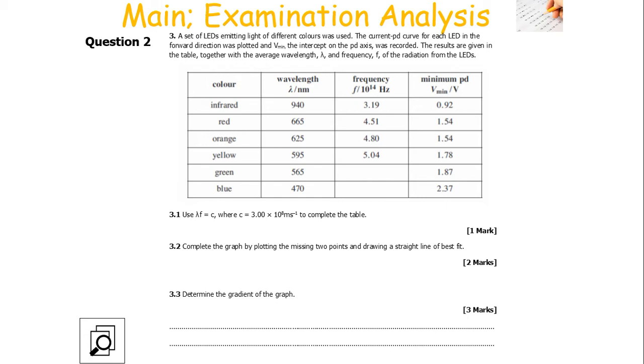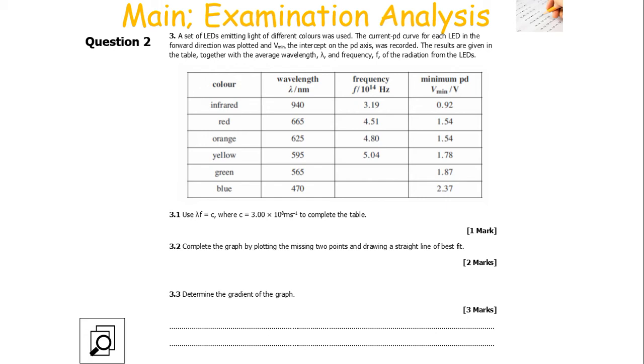The results are given in the table together with the average wavelength and frequency f of the radiation from the LEDs. Now, firstly, use c equals f lambda, where c equals 3 times 10 to the 8th meters per second, to complete the table. Now again, when people are doing this, if you're not looking very carefully, you'll not realise that the frequency is given in times 10 to the 14.